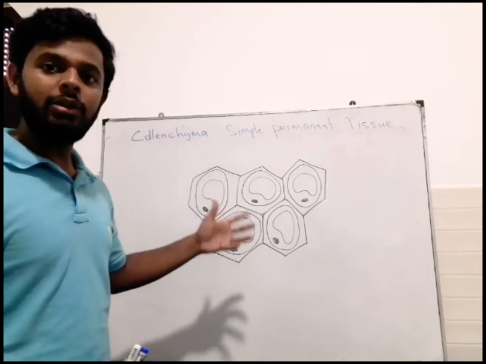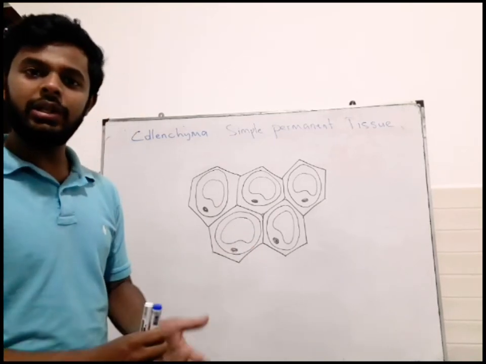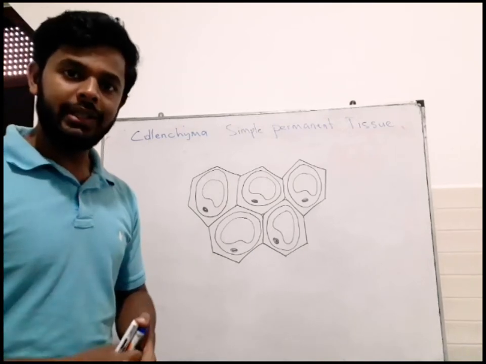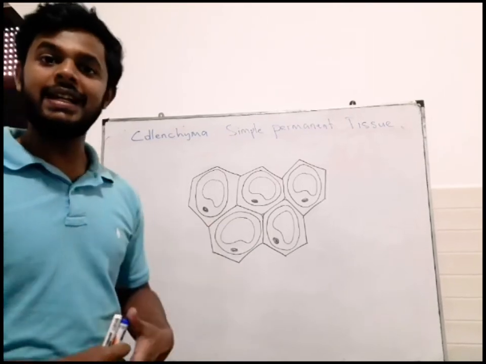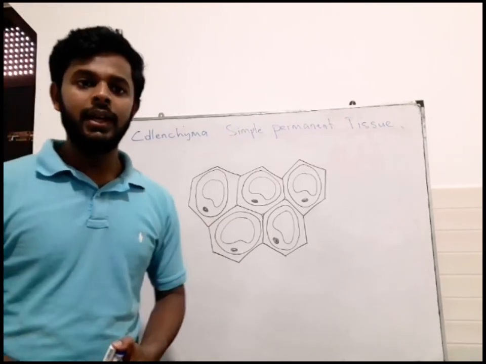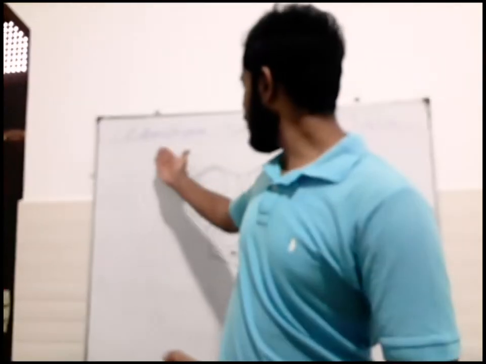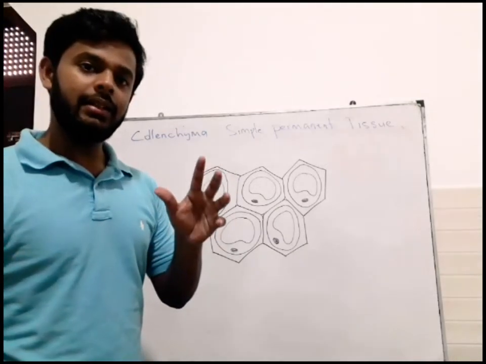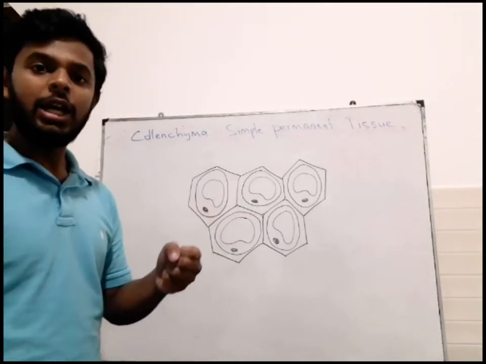Also, here the intercellular spaces may or may not be present, but they are not as prominent as in parenchyma cells. It can also be mentioned that these corners are thickened with extra deposition of cellulose. Now we will look at the functions of this collenchyma simple permanent tissue. One of the basic functions of this tissue is to provide support to small plants.